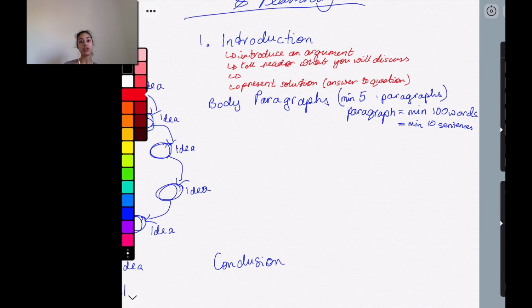Actually, no, you need to do that. You should be able to understand exactly what is going to come in the body paragraphs if you just read the introduction and the conclusion in an academic essay. You should be able to have a whole idea of the entire essay.